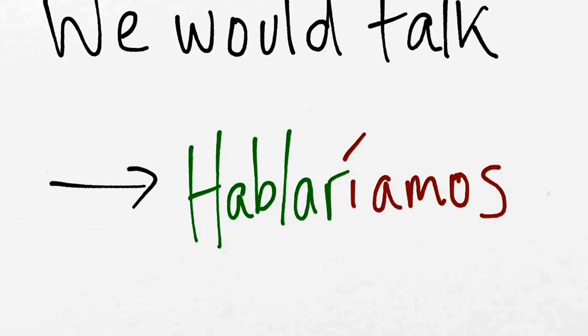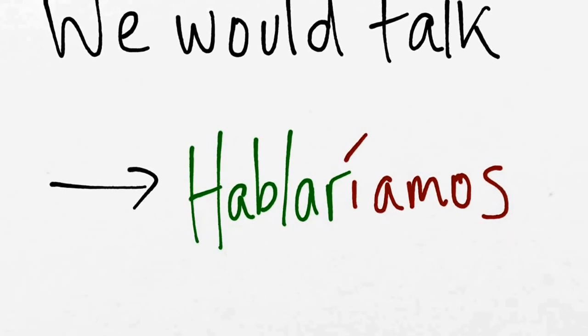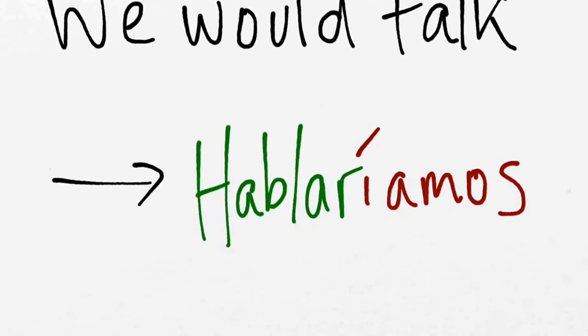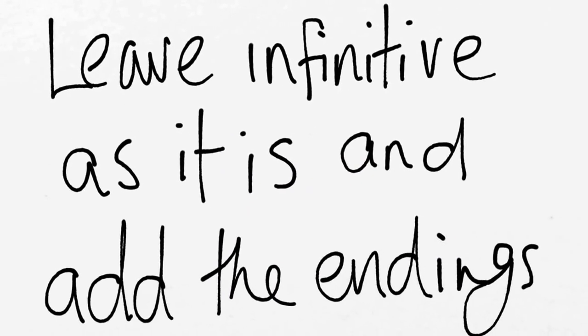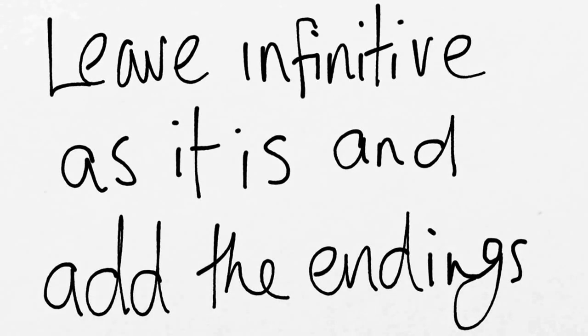Final one, we would talk. So to talk in Spanish is hablar, an AR verb. Here in green you can see the infinitive with the AR left on plus our ending, íamos, hablaríamos, we would talk. So a really simple tense to form. We leave the infinitive as it is and we add the simple endings, and that is the would-do conditional tense.